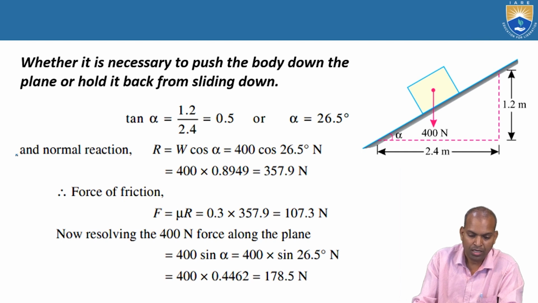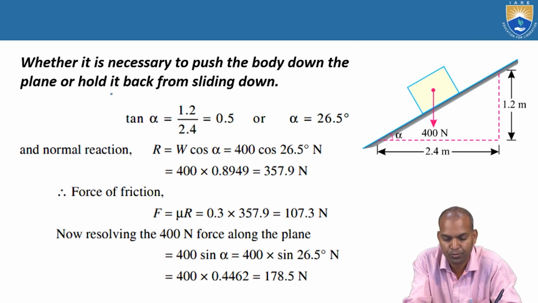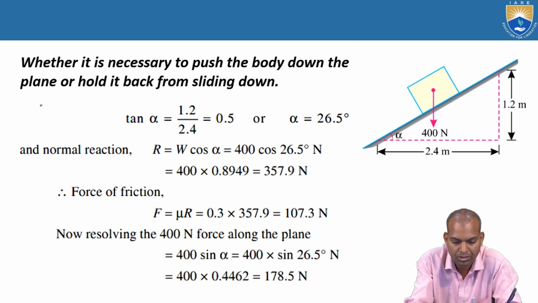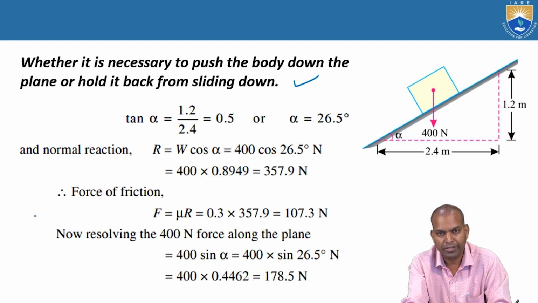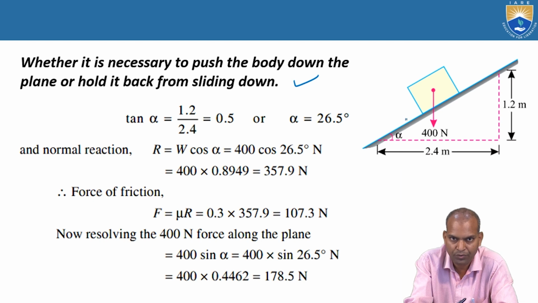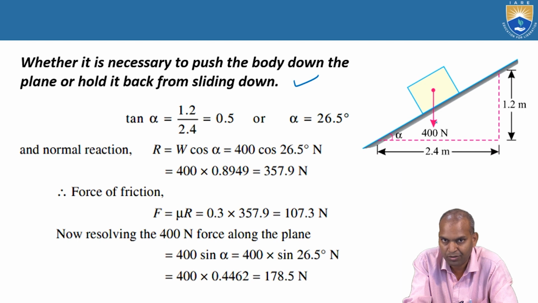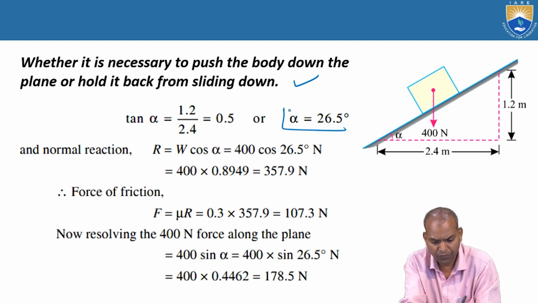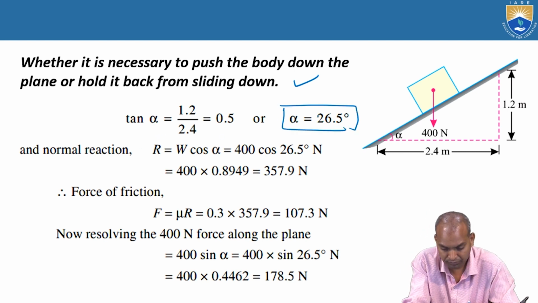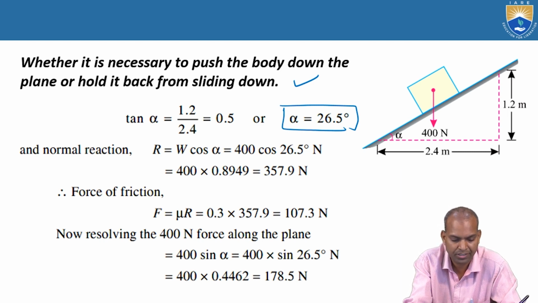Let us begin. First, whether it is necessary to push the body down the plane or hold it back from sliding down. For that, what to do? First we have to find tan alpha, the inclination, which is not given. Tan alpha equal to opposite side by adjacent side. The opposite side is 1.2 meters, adjacent is 2.4 meters. 1.2 by 2.4, 1 by 2, that is 0.5. And alpha equal to 26.5 degrees. This is the angle of inclination of the plane.